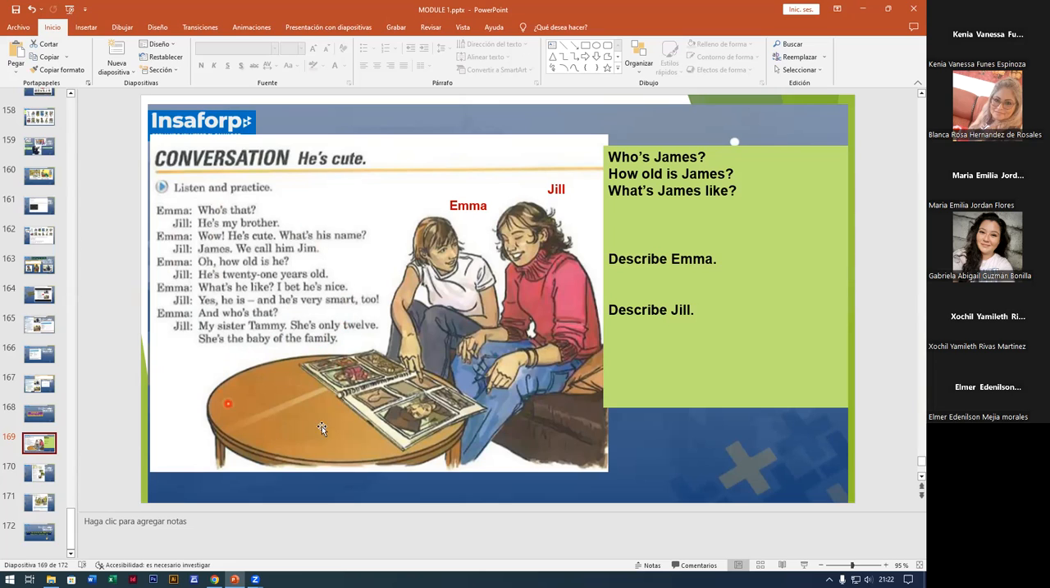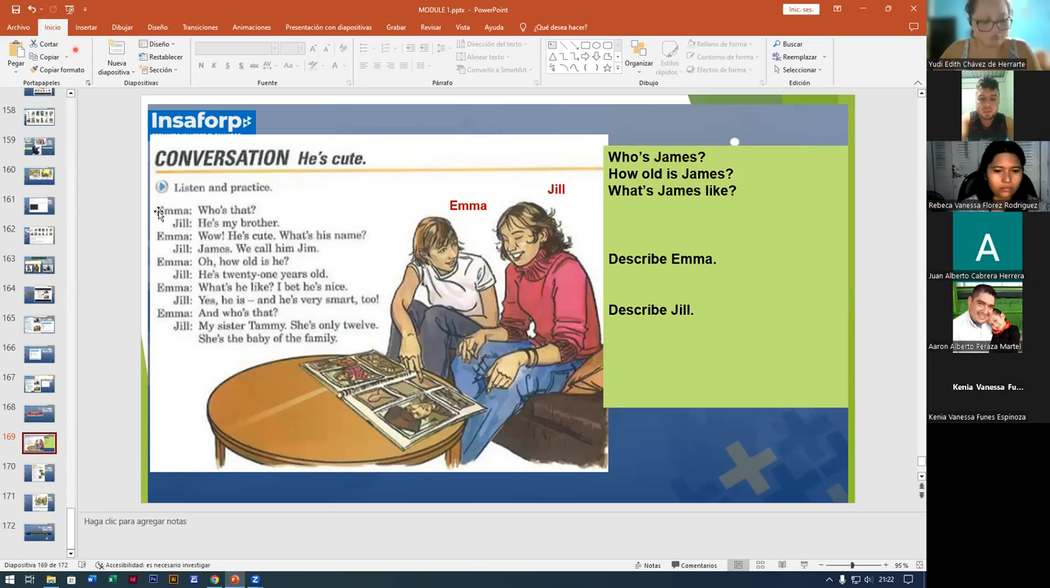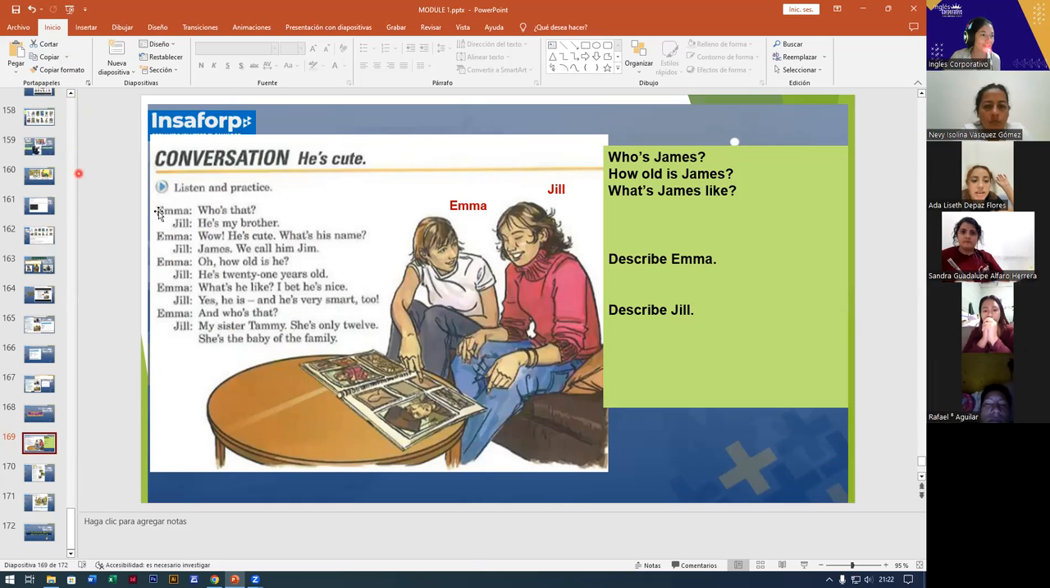Okay, now let's notice here that you don't have present continuous. You have simple present, right? Of the verb to be. So now we practice this conversation too. Ada, can you start, please? Ada, the microphone, please. Let's start like this with the conversation.